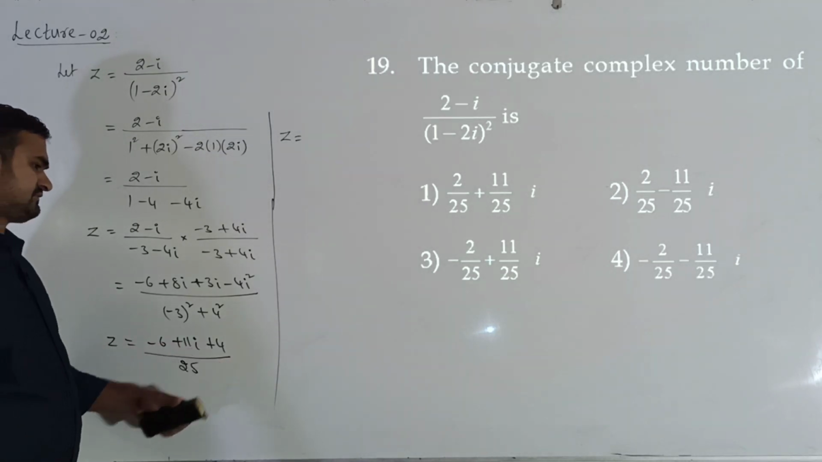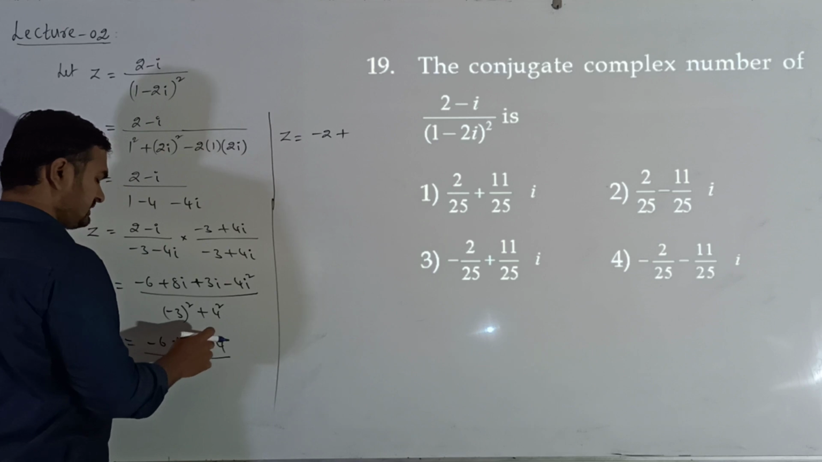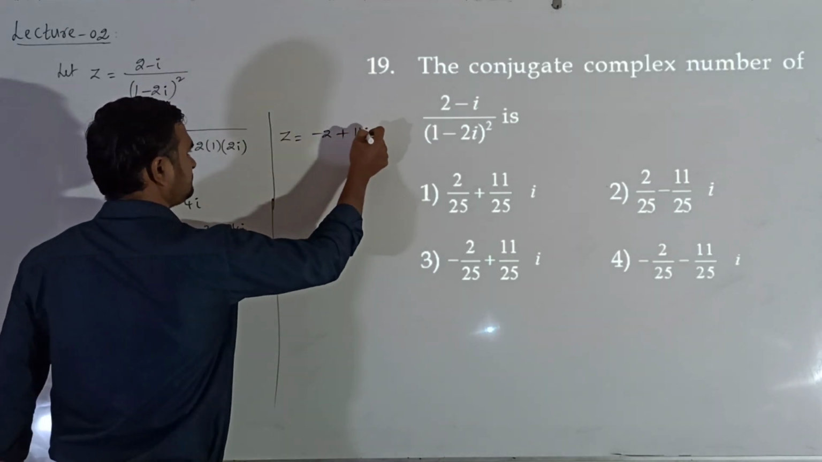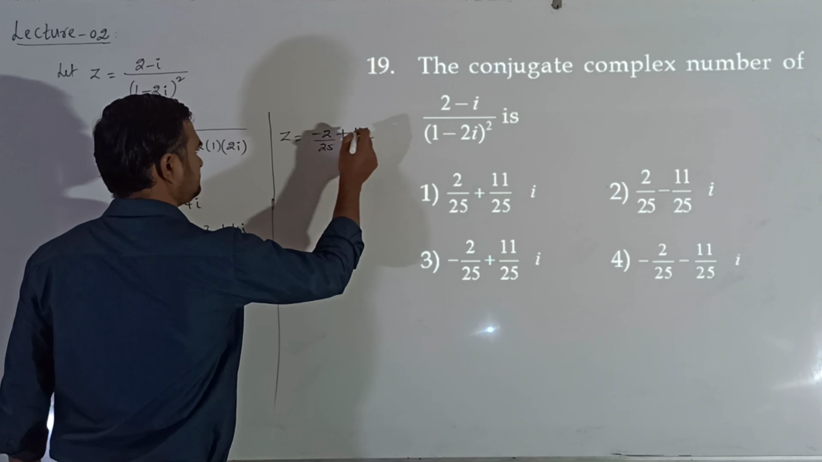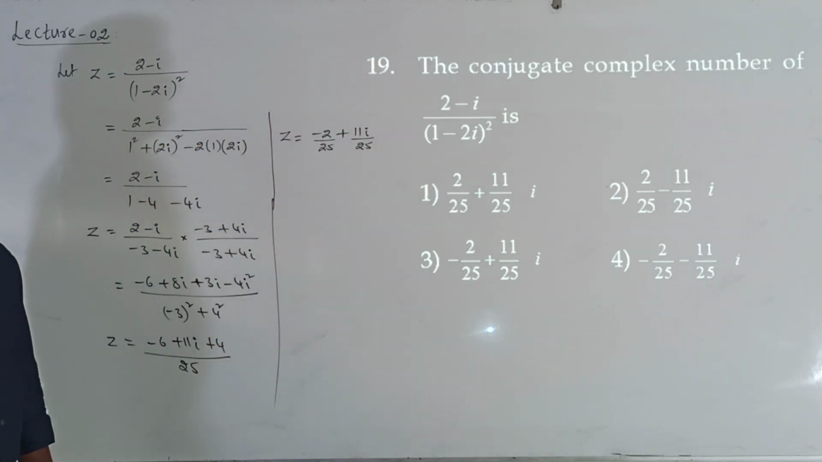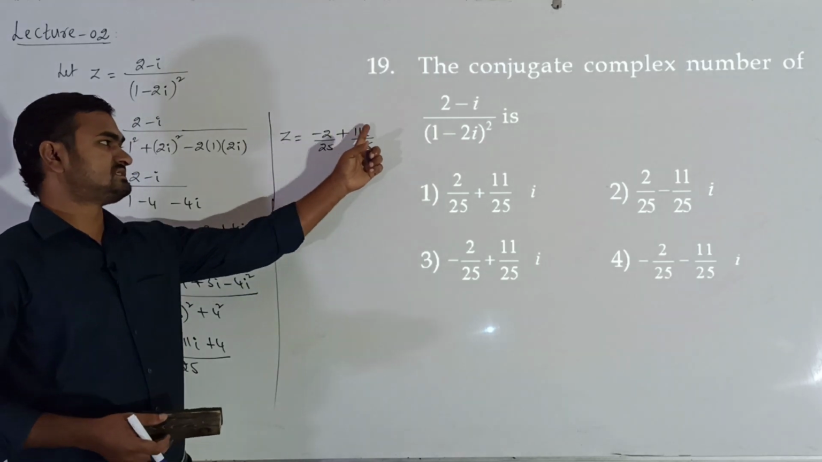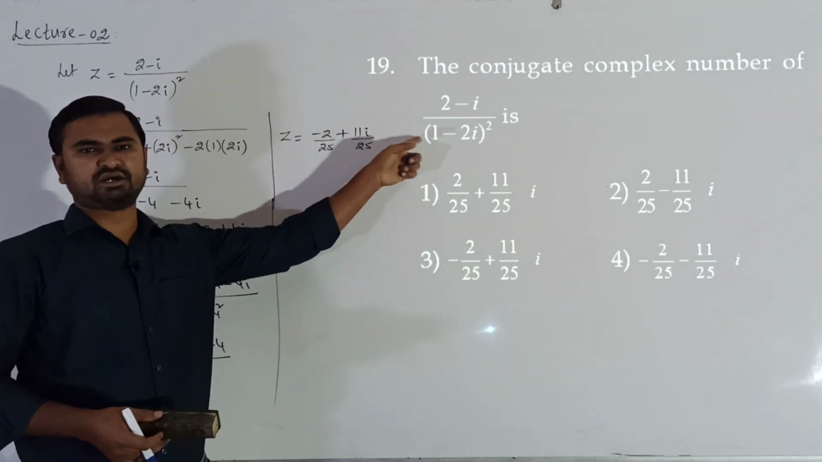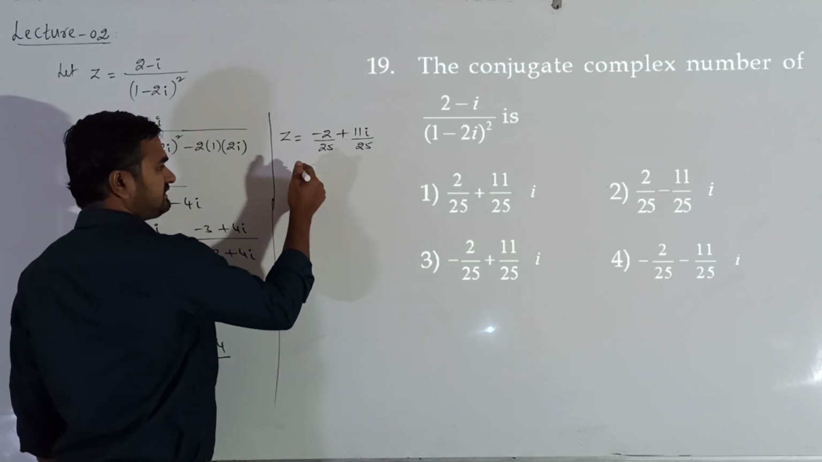Minus 6 plus 4 it is minus 2, plus 11i, divided by 25 we have. So this is a simplified form of the given complex number in the form of a plus ib or x plus iy. Now once it is in the standard form, how do we write the conjugate?